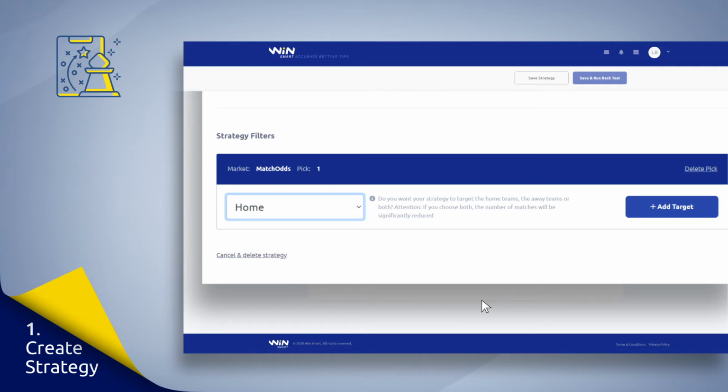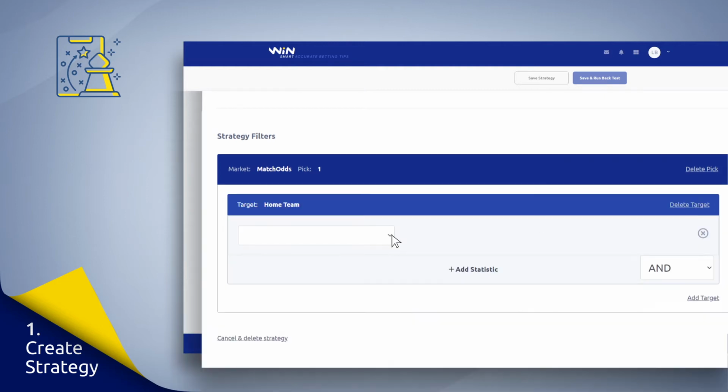This means that whatever the statistic you choose afterwards is, our system will search for the performance of the statistic only for the home teams. So if you choose a statistic about consecutive home wins, since you have previously selected target home, the system will consider only the home teams with this specific statistic. It will ignore the guest teams.